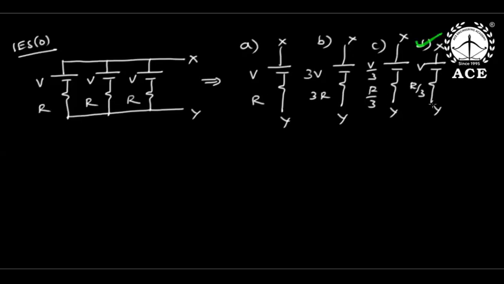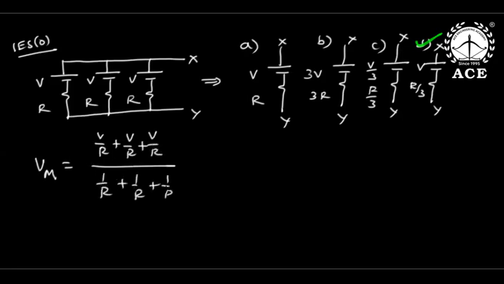This network is simplified into one branch. What is the answer? See, because this is in parallel generator form, the fastest way is Millman's. What is Millman's voltage? Sigma Vi by Ri: V1 by R1 plus V2 by R2 plus V3 by R3, by 1 by R1 plus 1 by R2 plus 1 by R3. So this is nothing but 3V by R, by 3 by R, which is nothing but V only.